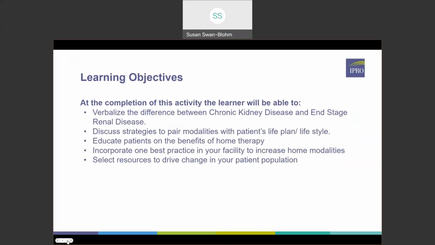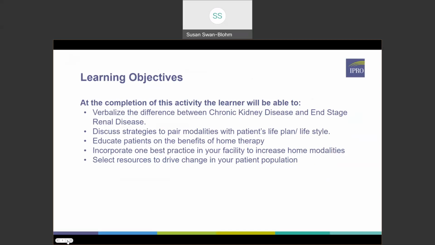Following this program, the learner will be able to verbalize the difference between chronic kidney disease and end-stage renal disease, discuss strategies to pair patient life plan and lifestyle with modality options to assist the patient in making a modality selection which is optimal for their individual life goals, provide factual education to patients on the benefits of home dialysis, list reasons to expand home therapy to patients who may not have been considered in the past, describe the best progression of treatment modalities as a patient transitions from CKD and reaches ESRD.